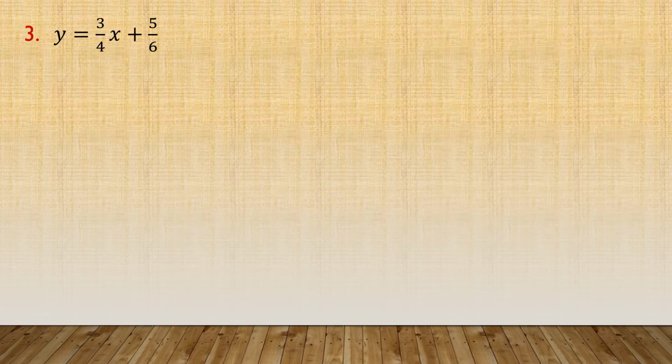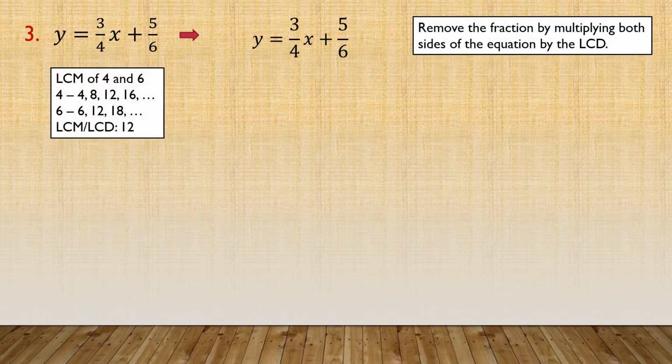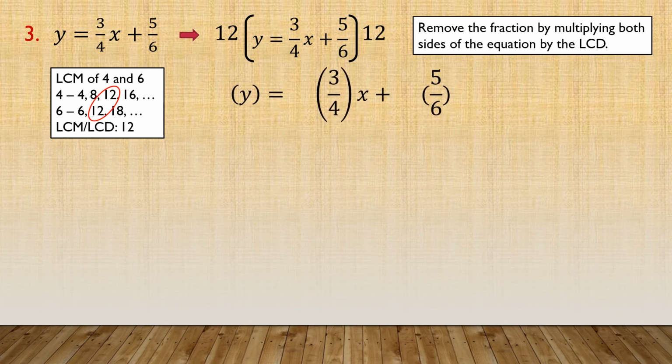Okay, example number 3. Halos kagaya lang ng number 2 kanina. Again, kagaya ng ginagawa natin, multiply agad sa LCD. Ano bang LCD ng 4 tsaka ng 6? Of course, it is 12. So, we will multiply both sides of the equation by 12. Bawat isang term ay ita-times sa 12. So, times 12 yung y, times 12 yung 3/4 x, and times 12 then yung 5/6.